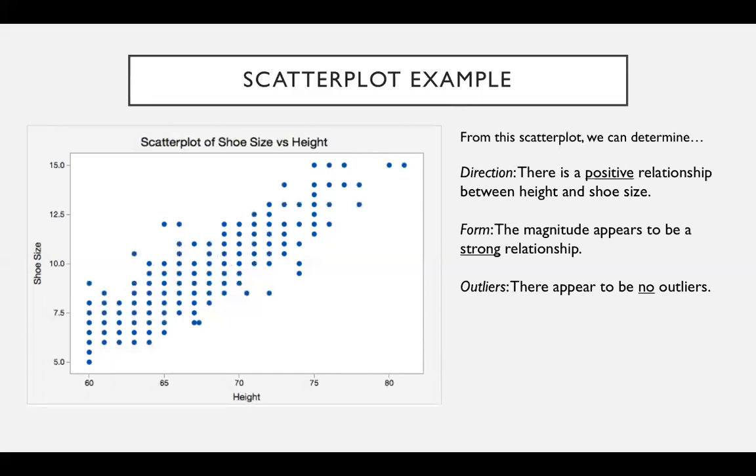So next, going on to form. The form really shows how strong a relationship between shoe size and height is. You can see that there is a pretty strong relationship because each dot seems to be following the same pattern there. And then there really aren't any outliers here that are sticking out. Obviously, all the dots are not going in the exact same direction, but there are no outliers here for the most part.